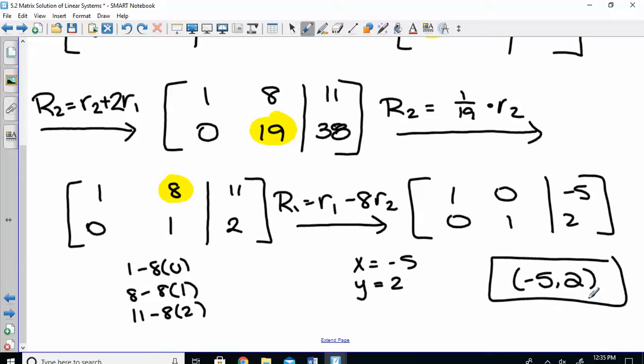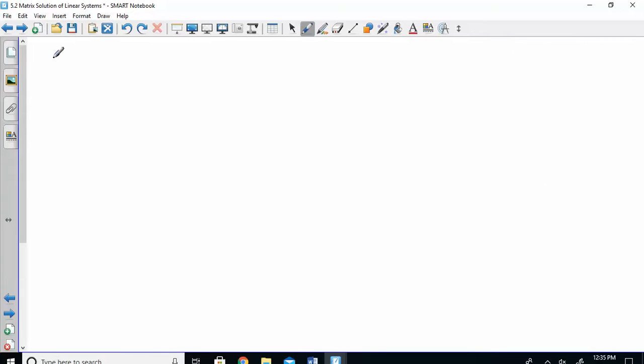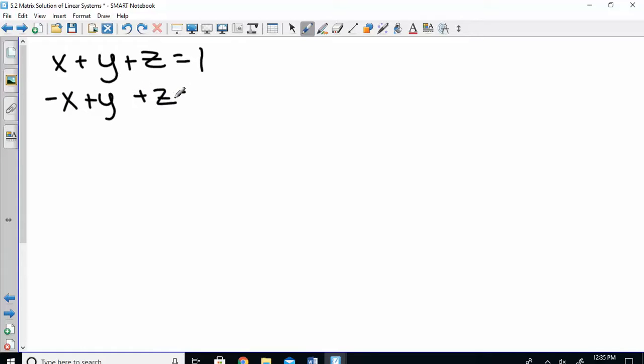Let's do one with 3 equations. We'll do a couple like this. We'll start off with an easy one and then do a harder one.